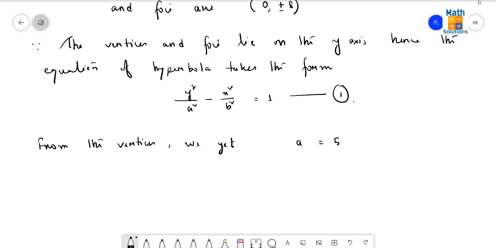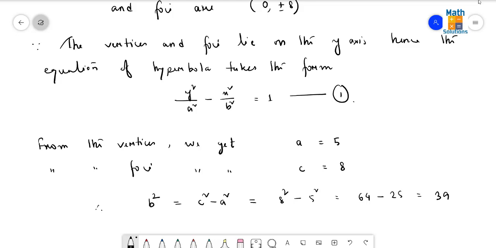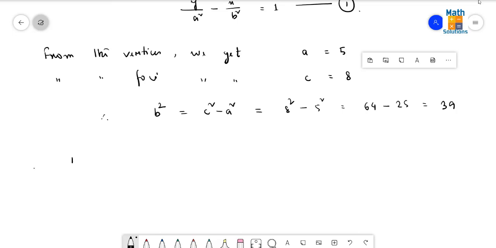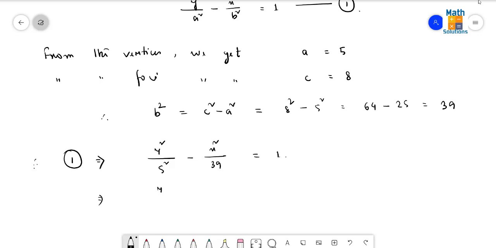We get that a is equal to 5. And from the foci, we get what? C is equal to 8. Then it is our turn to find out what is b square. Therefore, b square is equal to, of course, c square minus a square. Let us put the values. 8 square minus 5 square. So 64 minus 25. The result will be 39. So after this, 1 implies, we need to derive the equation now. Therefore, 1 implies y square by a square, 5 square, minus x square by b square, 39, is equal to 1. So this implies y square by 25 minus x square by 39 is equal to 1. So ultimately this is the answer we get here.